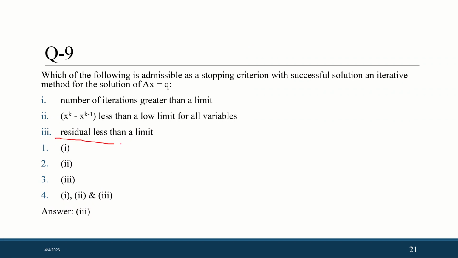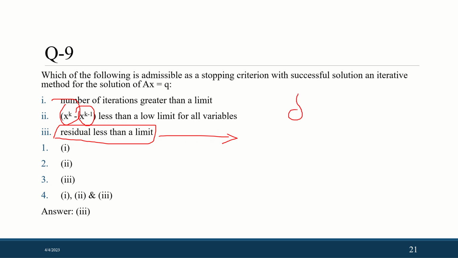And therefore the answer is residual less than a limit. The options given for this problem are: the number of iterations greater than a limit; x at the kth iteration minus x at the (k-1)th iteration less than a lower limit for all variables; and residual less than a limit. So basically we go for residual less than a limit, because this would be easier to keep track of or keep check when we are dealing with CFD problems.